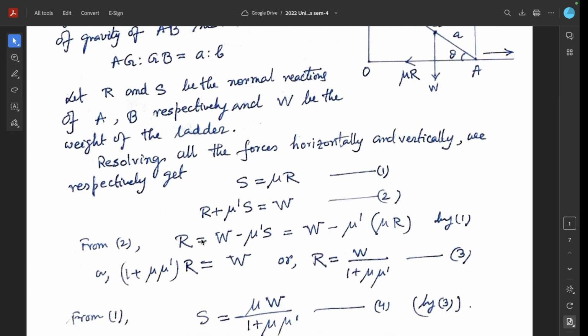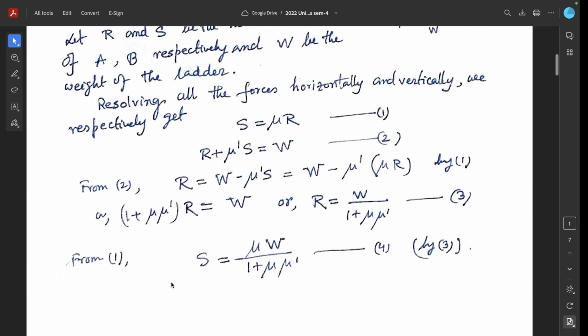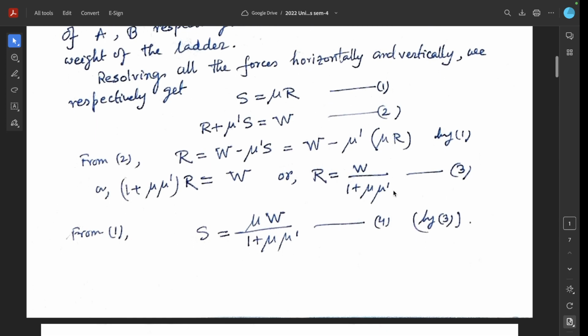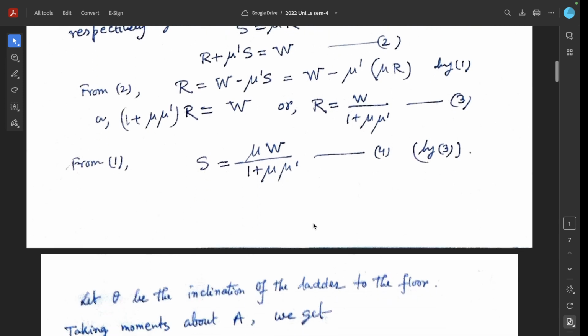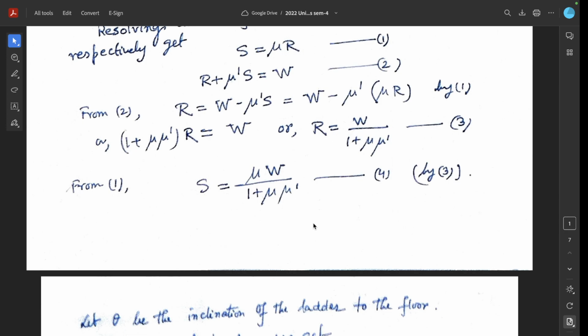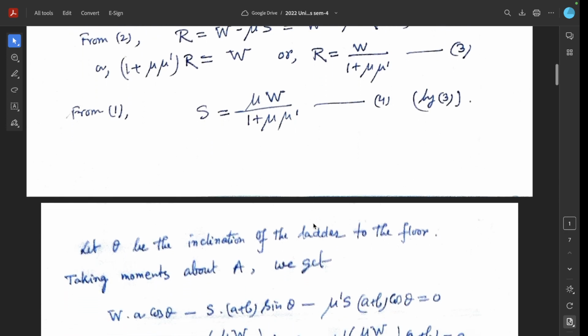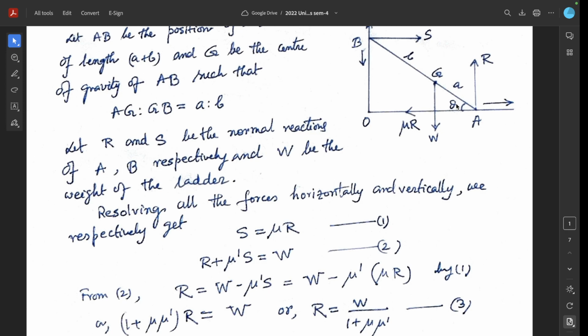From 2, R equal to W minus mu dash S, and S equal to mu R, so R equals W minus mu dash mu R. So R equals W by 1 plus mu mu dash, equation 3. And S equals mu R; putting the value of R from 3, S equals mu W divided by 1 plus mu mu dash. Let theta be the inclination of the ladder to the floor, this angle theta.